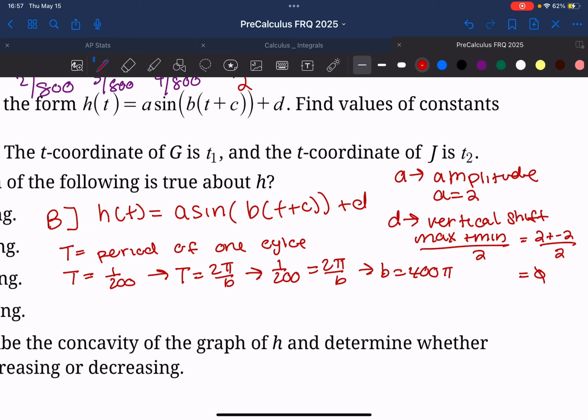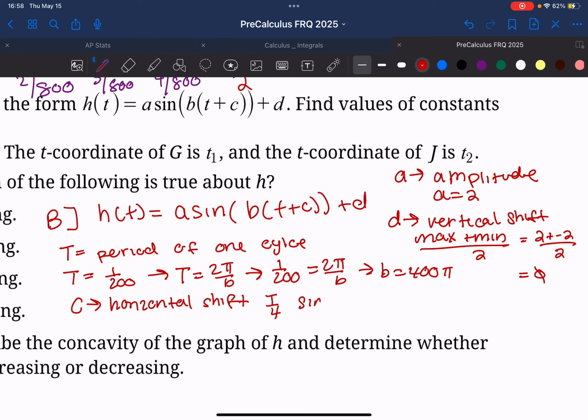And then lastly, we have to find c, and c is the horizontal shift. So the sine function starts at the midpoint, and we don't want it to start at the midpoint. We want it to start at the peak. So what we need to do to the sine function is shift 1/4 of a period over.